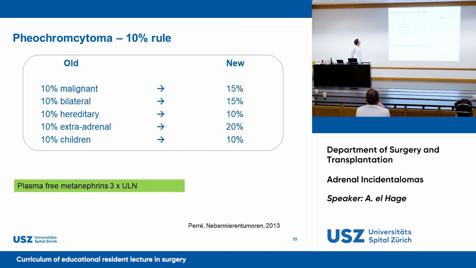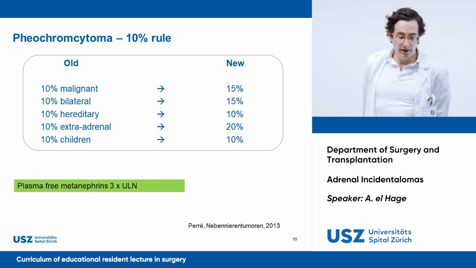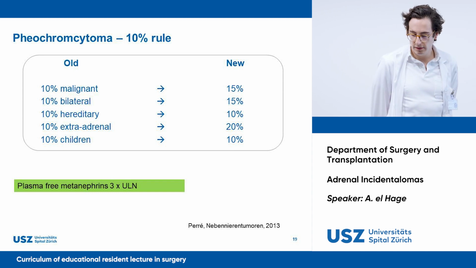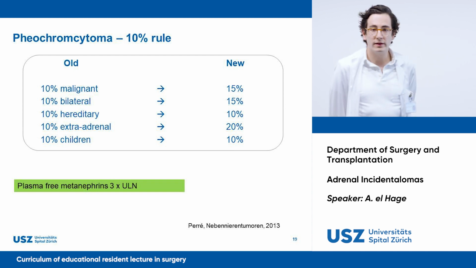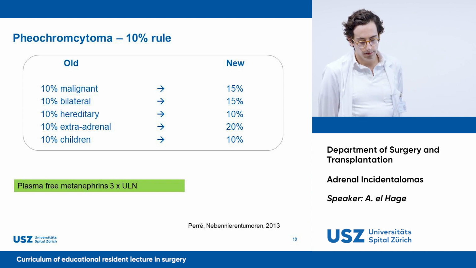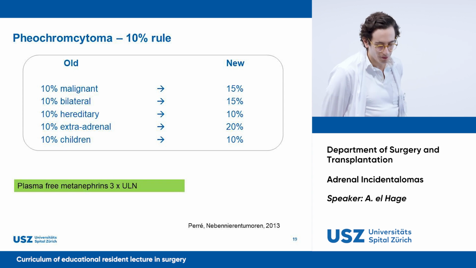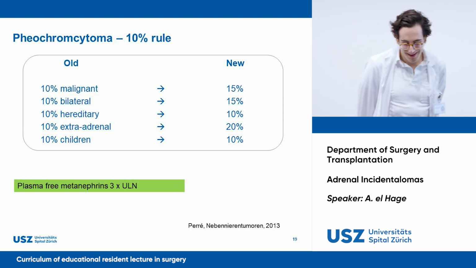Now, you certainly heard about the 10% rule. Well, that 10% rule is actually not so true anymore. Recent studies have shown that actually, as we just said, 15% are malignant, 15% are actually bilateral, 20% are extra-adrenal, and for the 2 others, the 10% rule is still true.